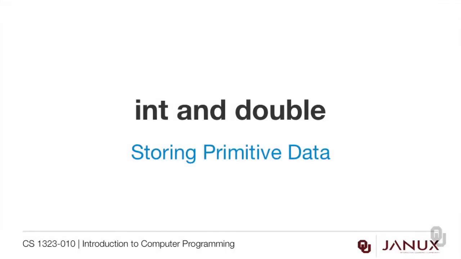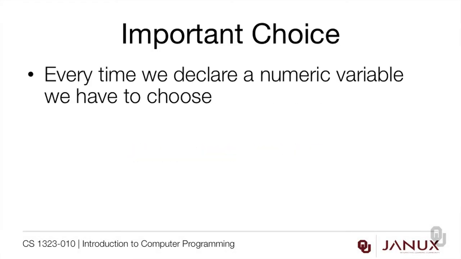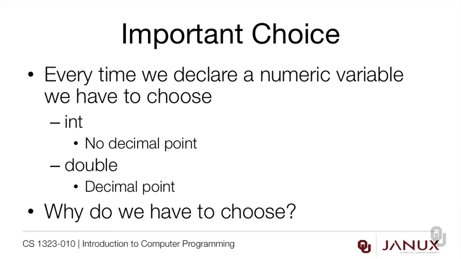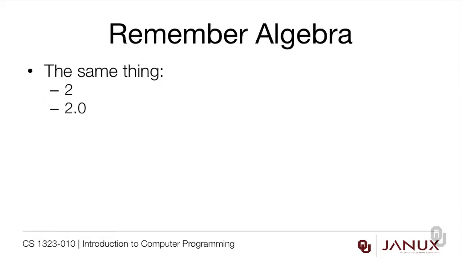Let's talk a little bit about the difference between int and double. Every time we declare a numeric variable, we've got to decide whether we're going to create an int, which has no decimal point, or a double that has a decimal point. Now, you've never had to make this choice before probably, so you may be wondering, why exactly do we have to make the choice now?